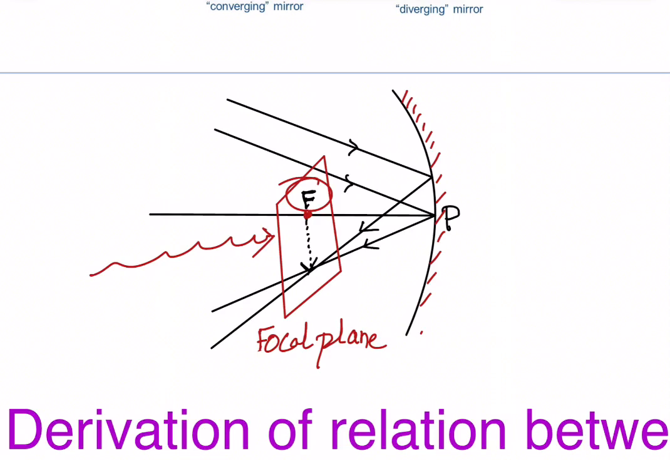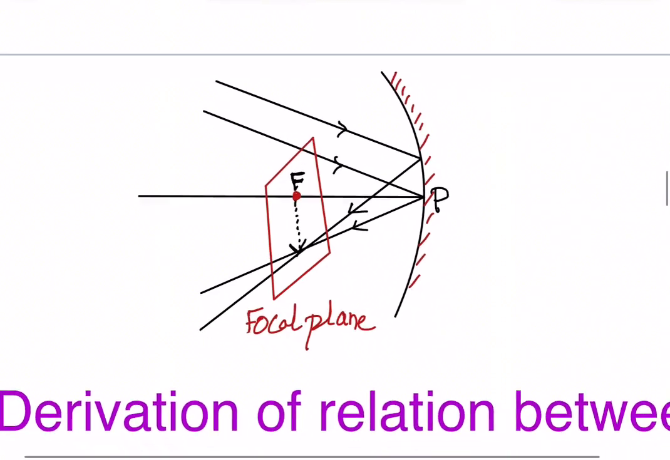But the rays meet on a plane, the plane passing through the focus. This plane is called the focal plane. So that plane is called the focal plane.